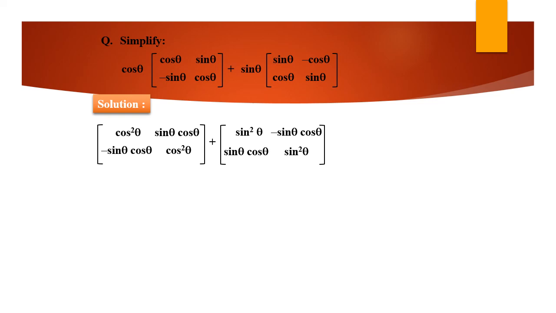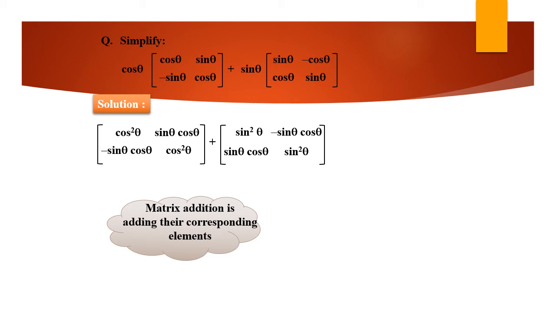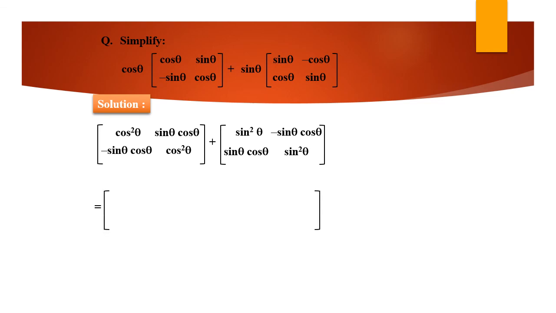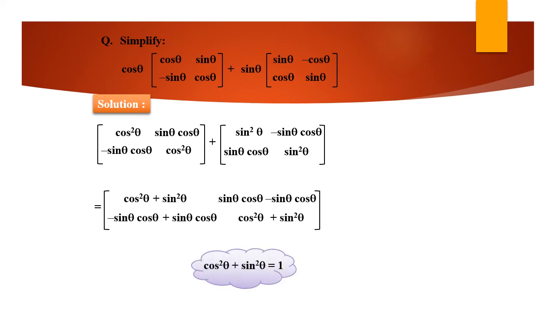So now consider the addition. Apply the addition property of matrices. So we need to add the corresponding elements. First element plus first element, that is cos square theta plus sin square theta. Next second element plus second element, sin theta cos theta minus sin theta cos theta. Third element, add the third elements, minus sin theta cos theta plus sin theta cos theta. And then the fourth elements, cos square theta plus sin square theta.